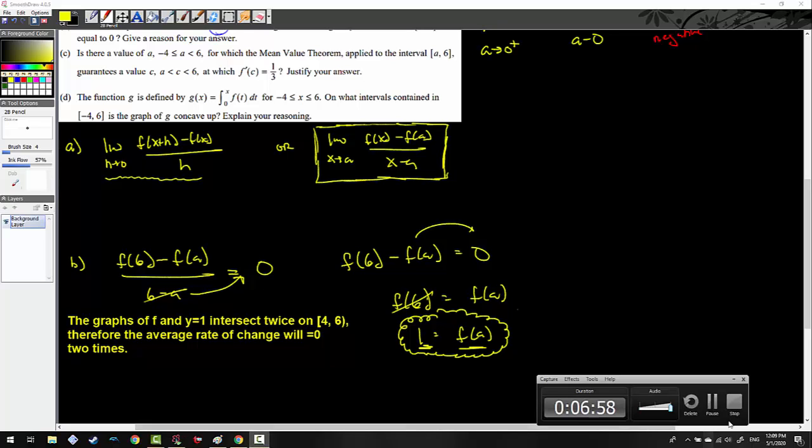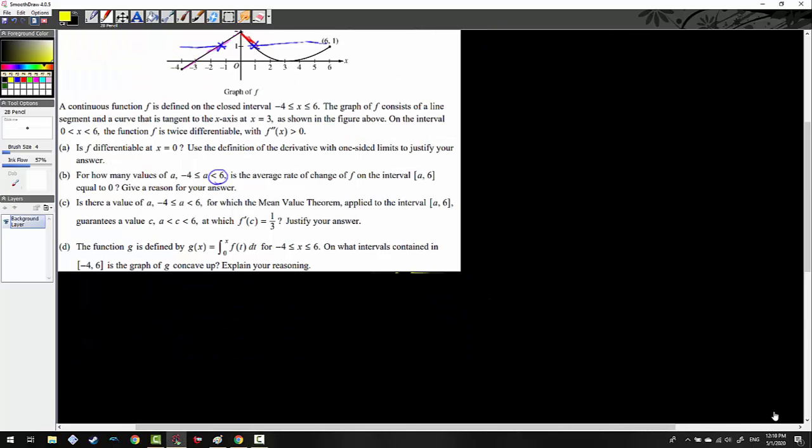Give me a second. Part C is a very strange mean value theorem question. It says, is there a value of A on -4 to 6 for which the mean value theorem can be applied to the interval A to 6? So what they want is to say, what intervals will the mean value theorem apply to? Well, we want to guarantee a value C for which f prime of C is equal to 1/3. This is really important because we want our instantaneous rate of change to be positive.